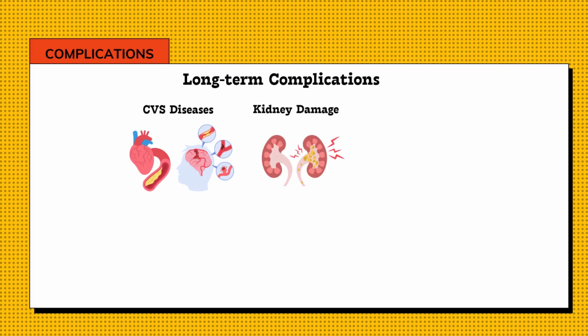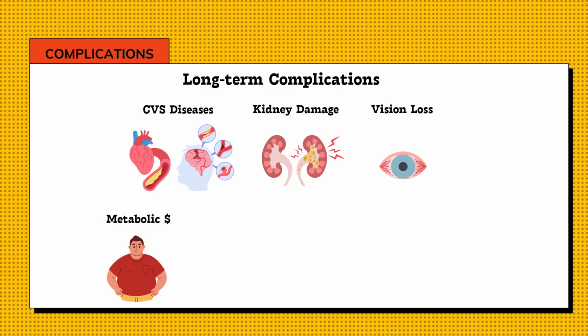Kidney damage. High blood pressure can damage the blood vessels in the kidneys, leading to kidney disease or kidney failure. Vision loss. Hypertension can cause damage to the blood vessels in the eyes, leading to conditions such as retinopathy. Metabolic syndrome. This cluster of conditions increases the risk of heart disease, stroke, and diabetes. Cognitive impairment. Chronic hypertension can lead to cognitive decline and increase the risk of dementia.